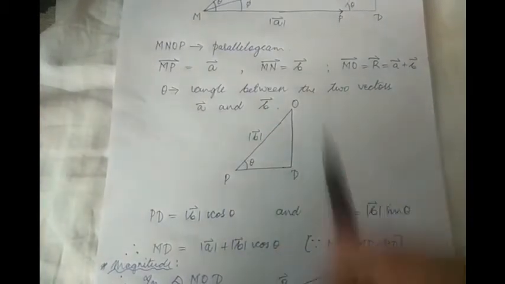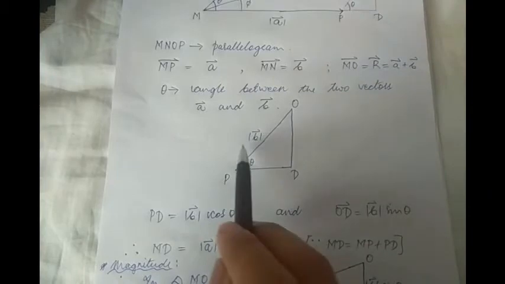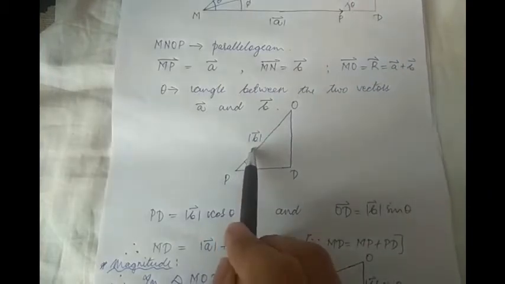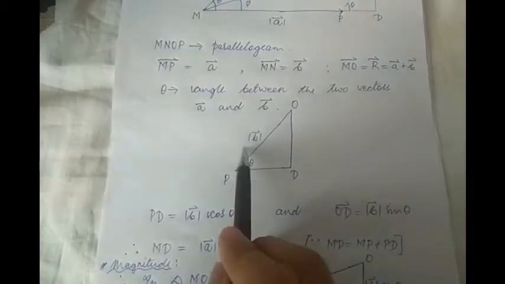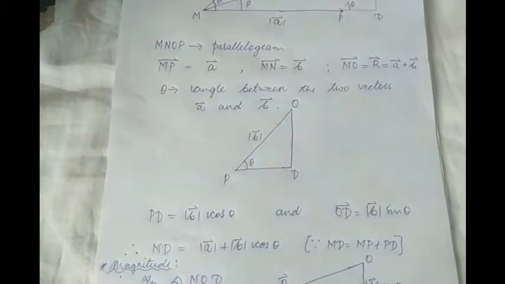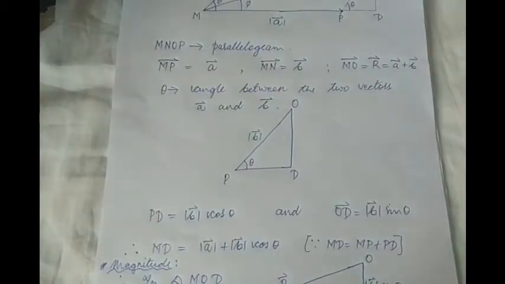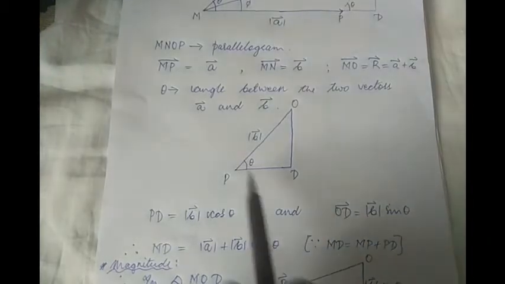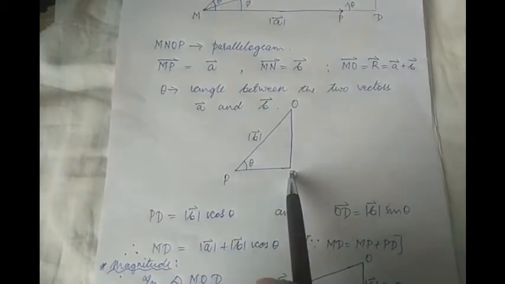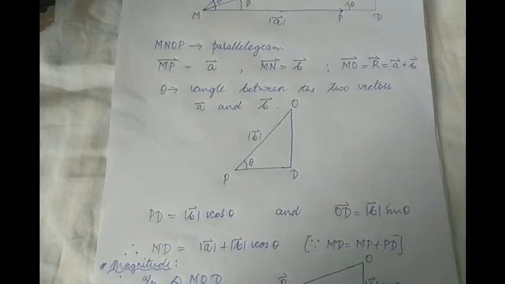So I've taken the triangle POD and I've drawn it over here. POD is the triangle. This PO has length or magnitude modulus B, and this angle is theta. Now what we want to do is find the magnitude or the length of PD and of OD. What we get to see is PD is modulus of B cos theta, and OD is modulus of B sin theta. Now how do we get this?